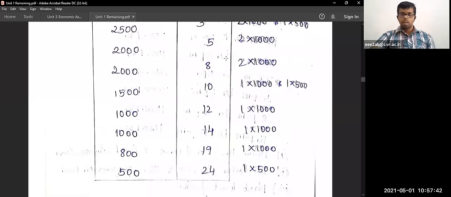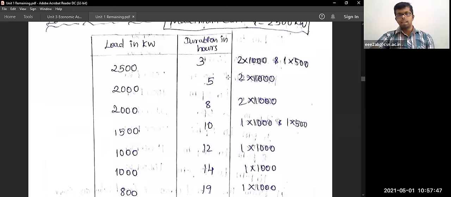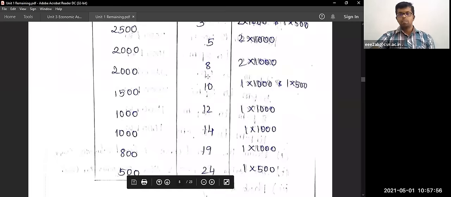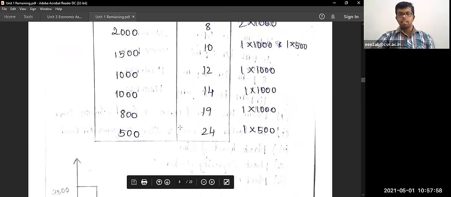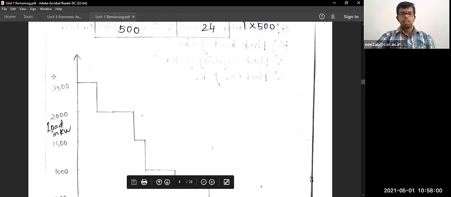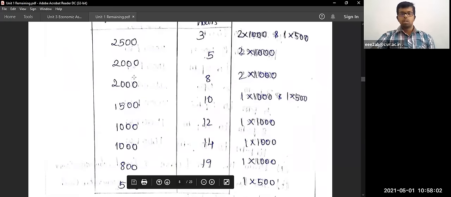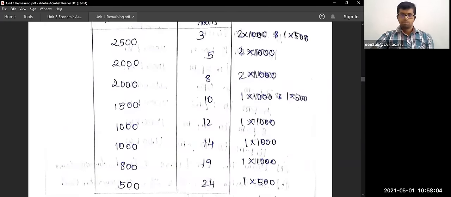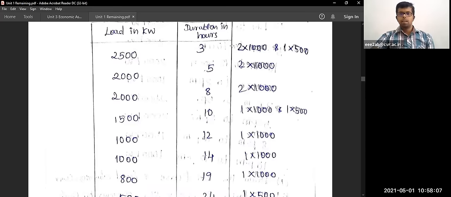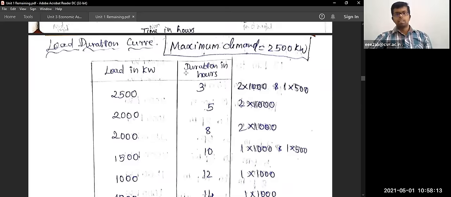So you can write the duration and at last add, or otherwise, meanwhile, if you are writing 2 here and keep on adding, it is very easy. So duration in hours is 3, 5, 8, 10, 12, 14, 19 and 24. Now the job is very simple. I think this table hardly takes 1 minute if you just calculate and write.